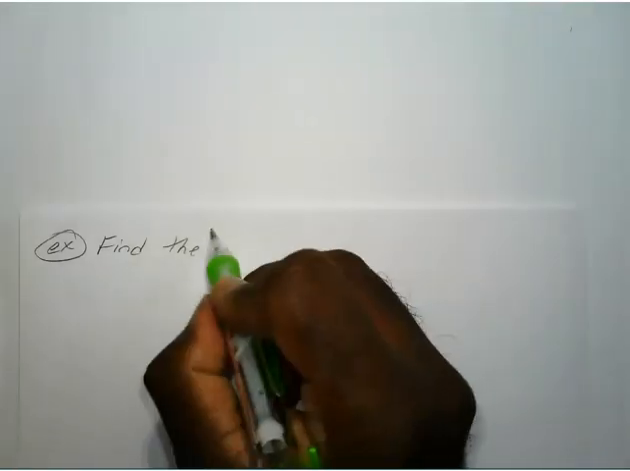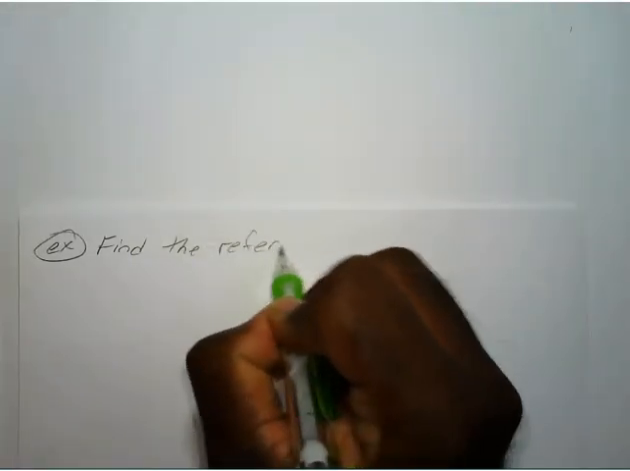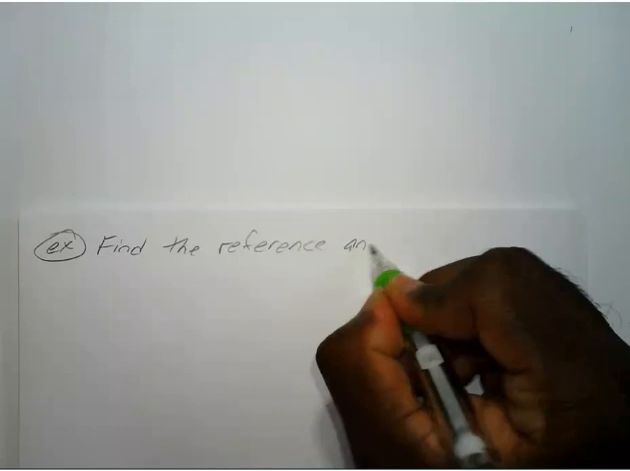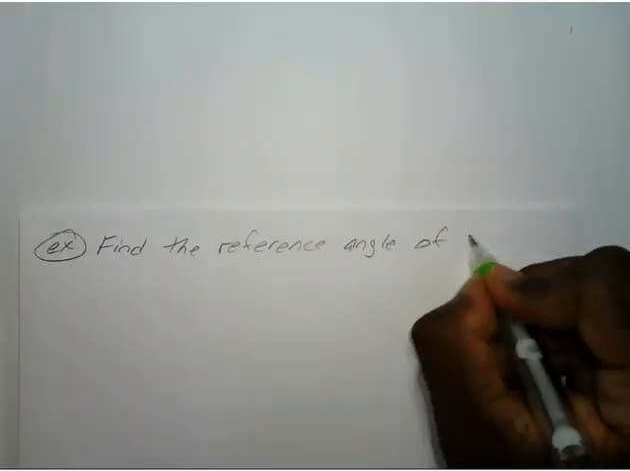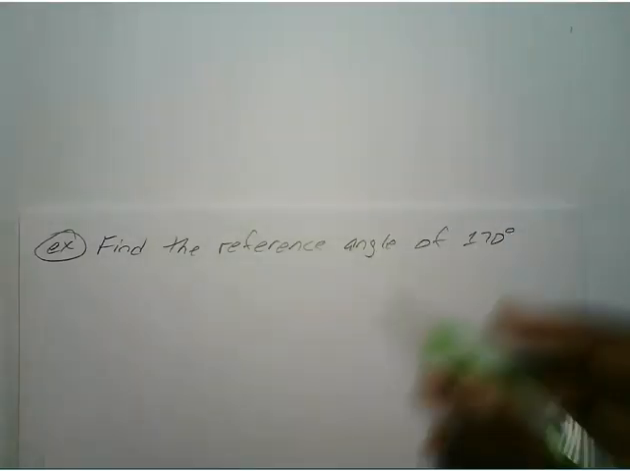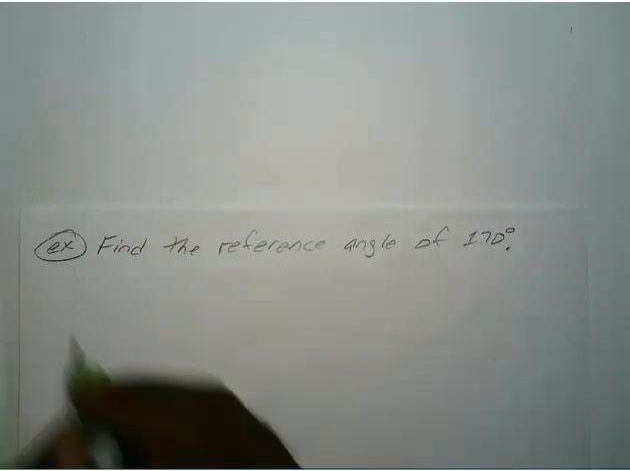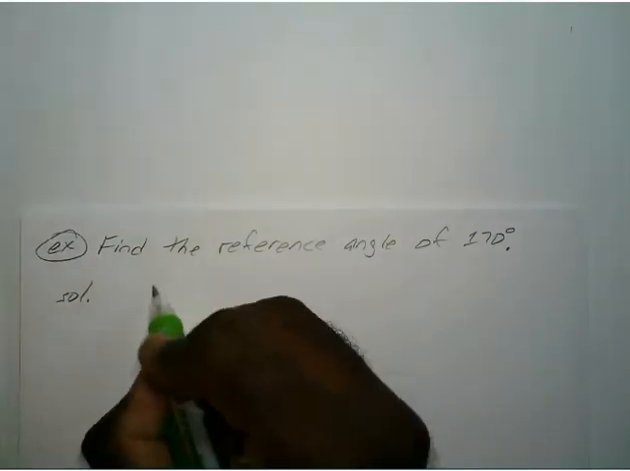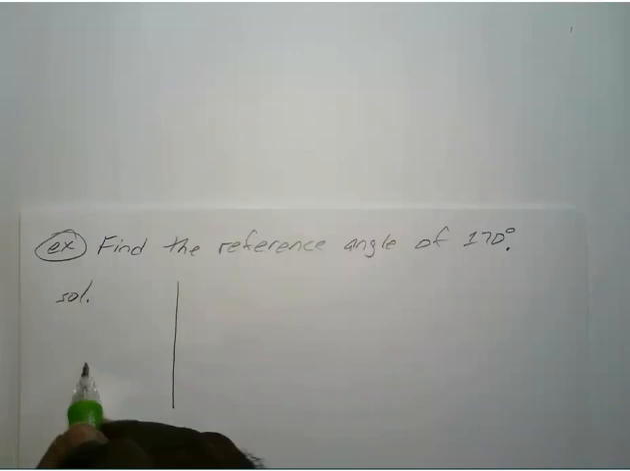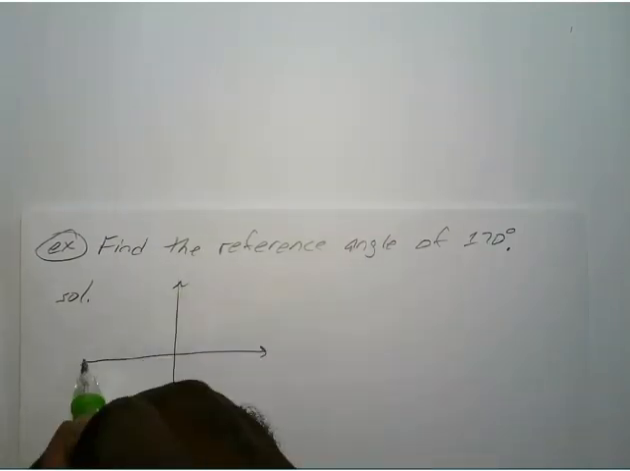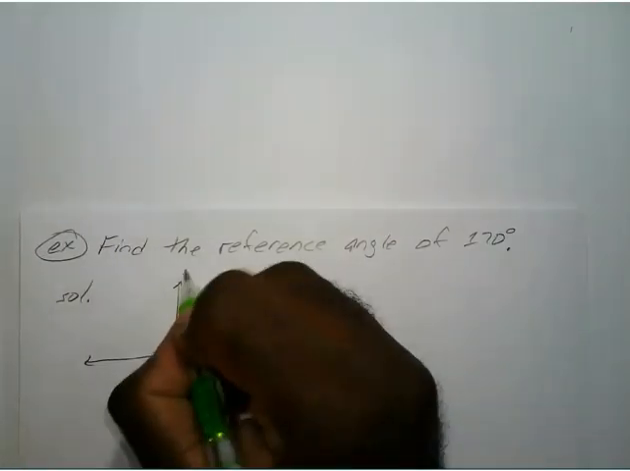Okay, so what if we want to find the reference angle of 170 degrees? Now the thing is, now we're using angles. So instead of pi's, we're going to use the degrees. Once again, we're going to go ahead and draw our graph where we have our x and our y angle.